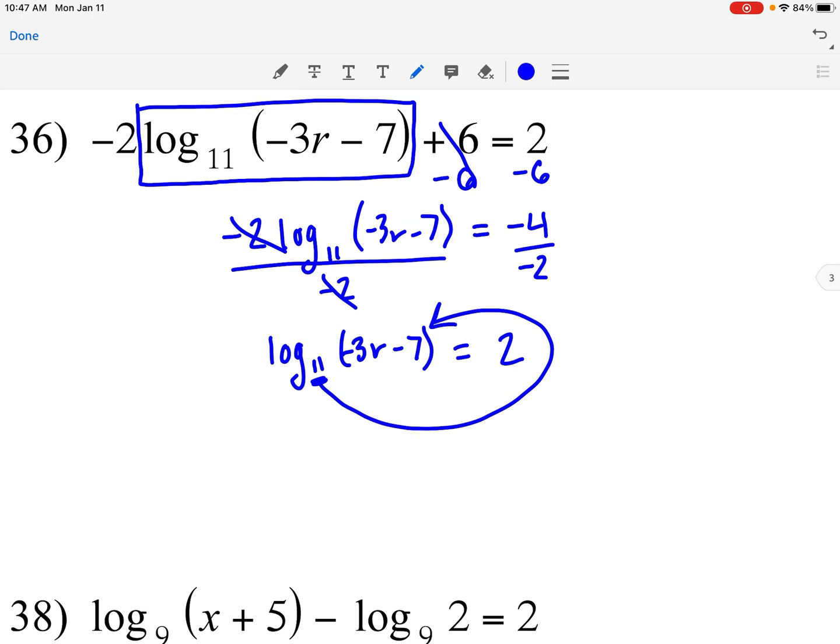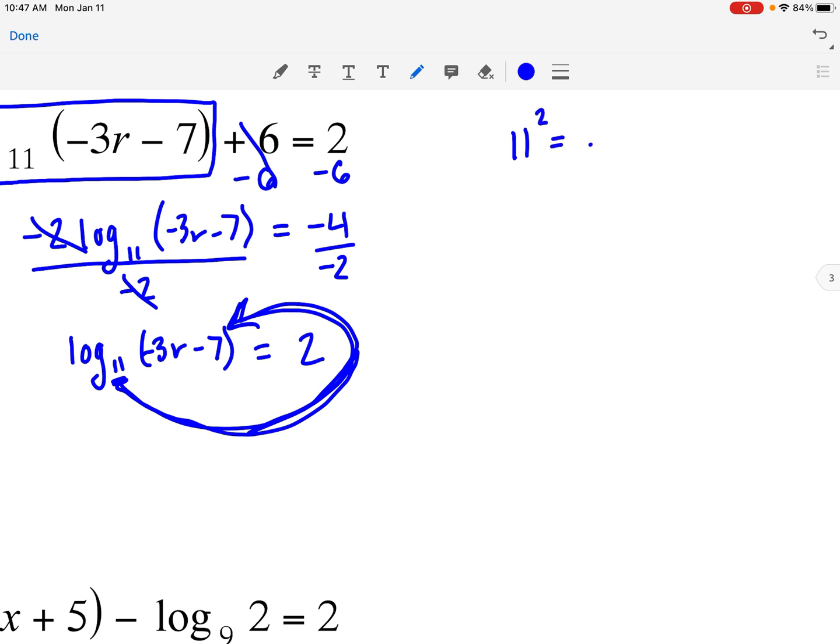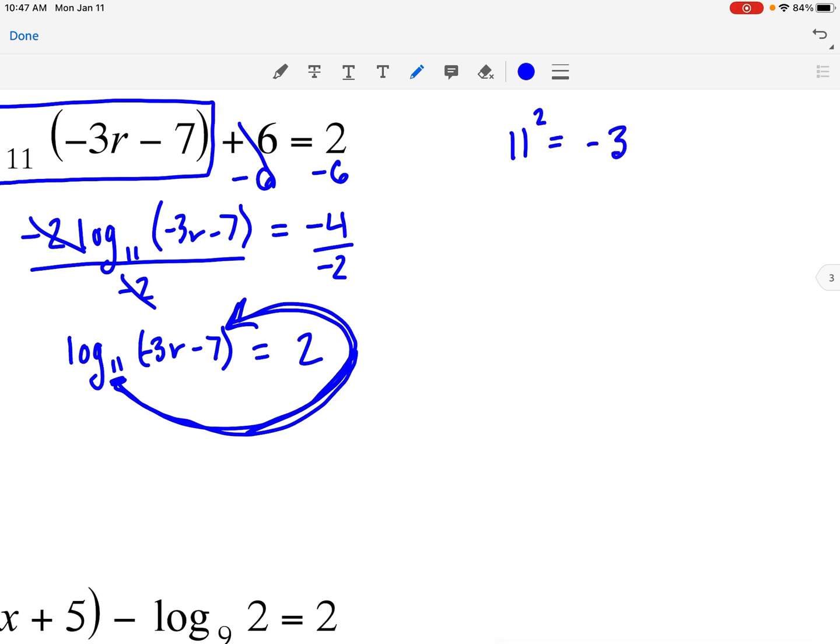So again, starting with 11, and I'll move it over here. So it becomes 11, and then follow the arrow to the second power, that's the next number that I pass, equals this stuff at the end. 11 to the second power equals negative 3r minus 7. So, and then we just solve this equation. 11 squared is 121. So now I'm just solving this equation for r. So just doing it like normal.